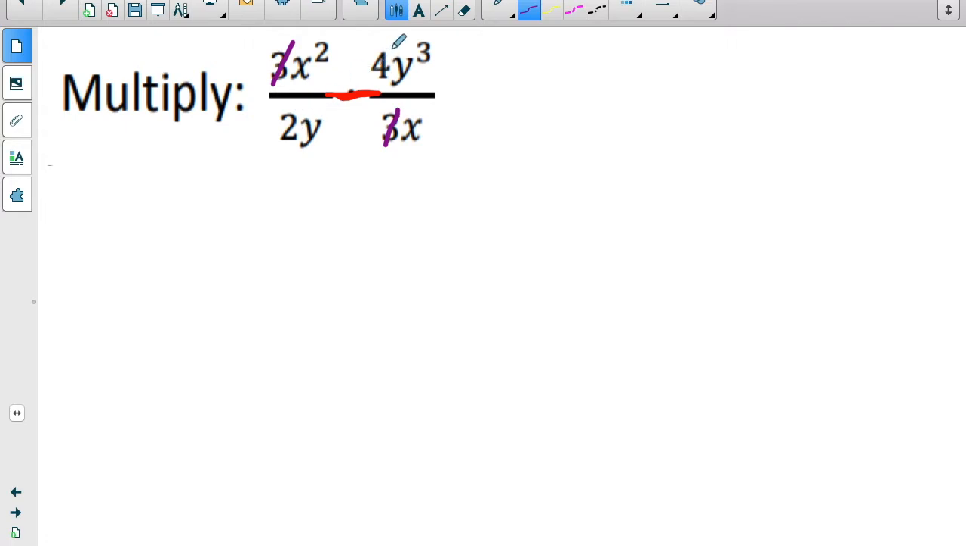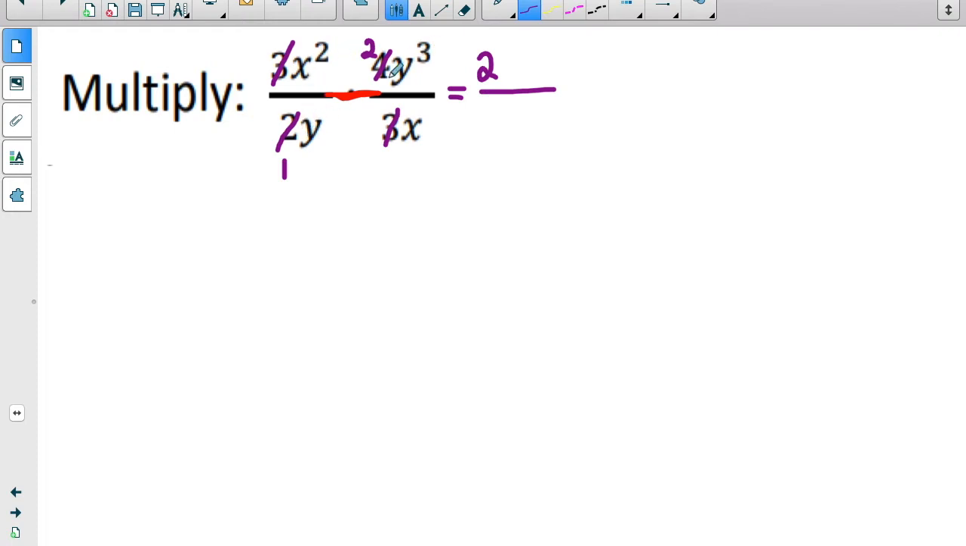Now 4 over 2, 4 divided by 2. Well, the 2 will become 1, and the 4 will become 2. Now the 3 and 3 really simplified to 1, but we're good. So we'll see what's left over on top so far. So we have a 2 on top. Now let's see what's on bottom.